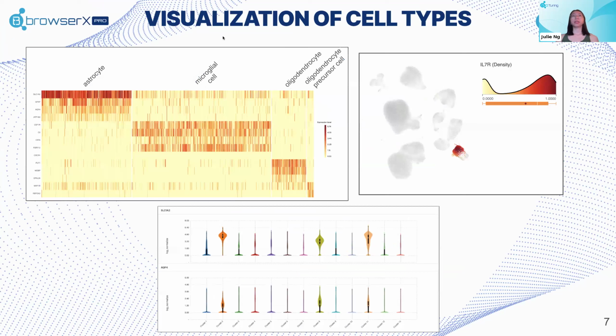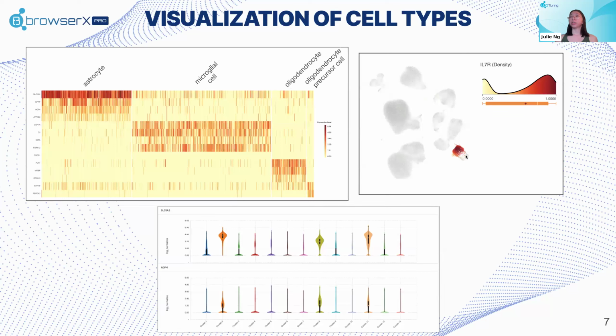Okay, so next, since we were talking about a lot of visualizations on BioVinci, I also want to cover some other ways you can visualize cell types on BBrowserX Pro. One of the more common ways is, of course, a heat map, where if you have a list of marker genes pertaining to a cell type, you can list all of those marker genes and put them into a heat map here.